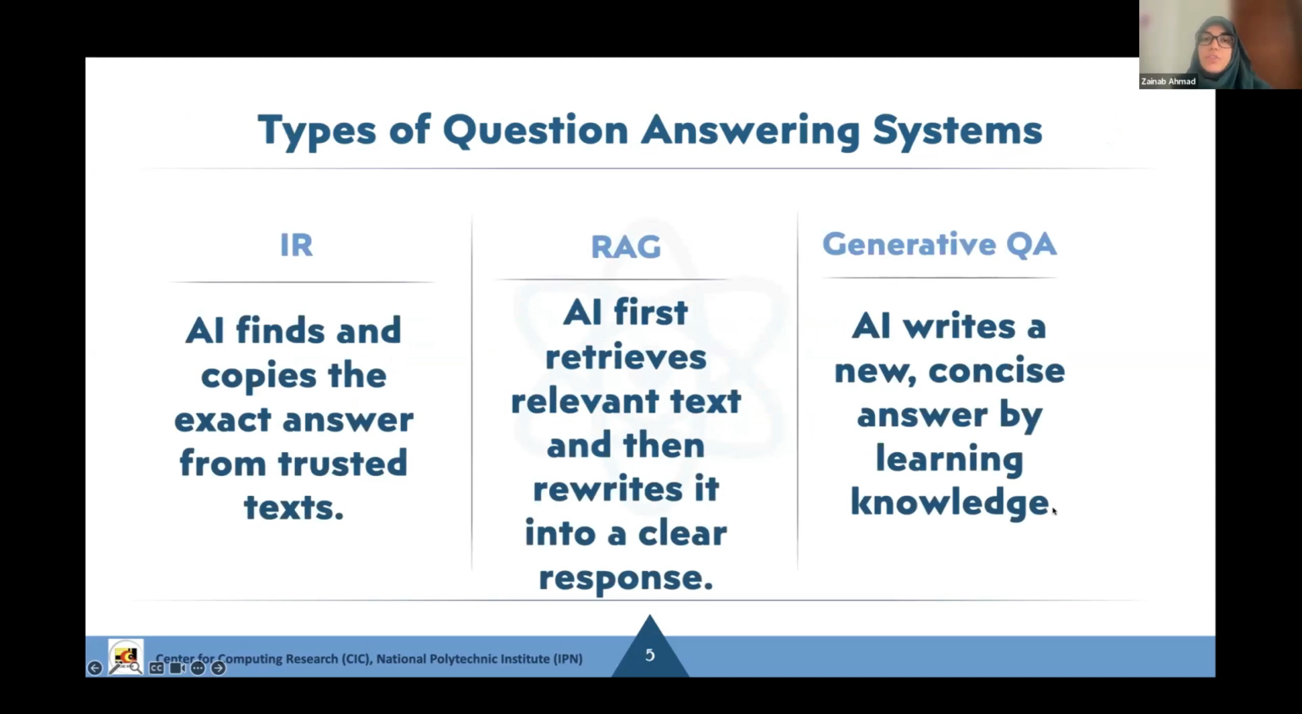So there are different types of QA systems, which is IR, information retrieval. In this, AI finds and copies the exact answers from trusted text or the repository, while in RAG, AI first retrieves relevant text and then rewrites it into a clear response. While if you talk about the generative QA, in this AI writes a new concise answer by learning knowledge.